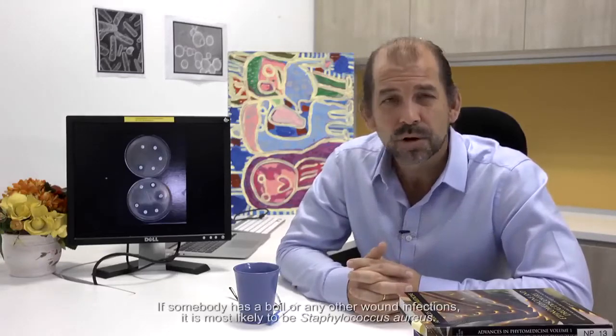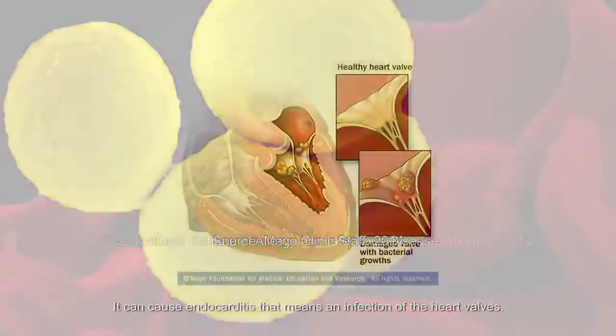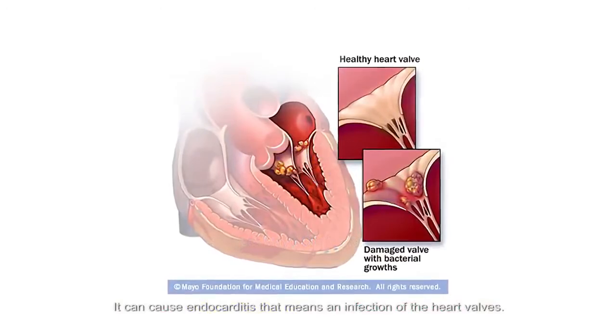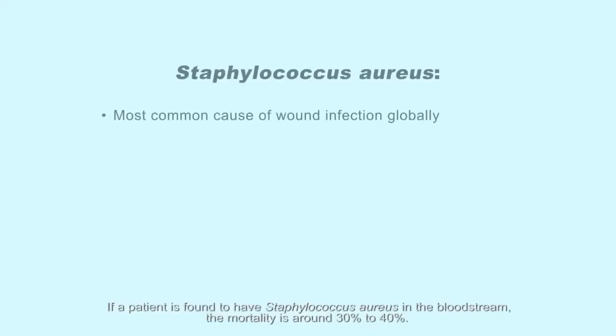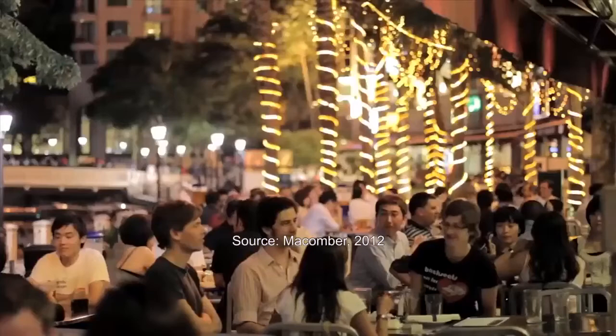Well, Staph aureus, Staphylococcus aureus, is the commonest cause of wound infections around the world. If somebody has a boil or any other wound infection, it's most likely to be Staphylococcus aureus. It can cause endocarditis, that means an infection of the heart valves. It can cause many other deep-seated infections of bones, of joints, of muscles. If a patient is found to have Staphylococcus aureus in the bloodstream, the mortality is around 30 to 40%. So this is a severe infection.